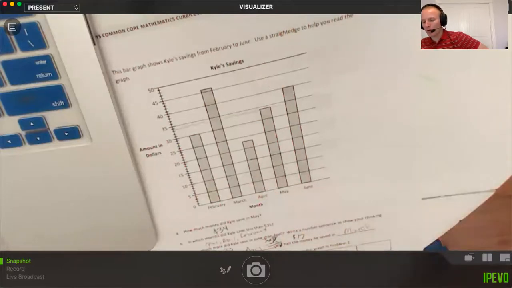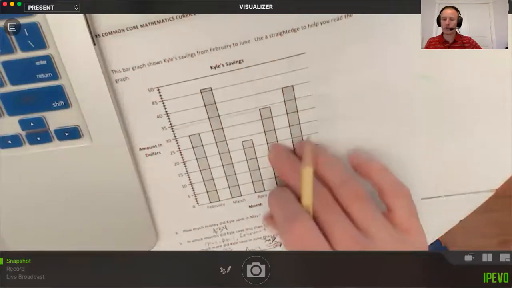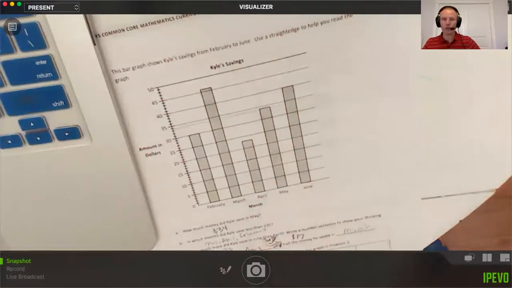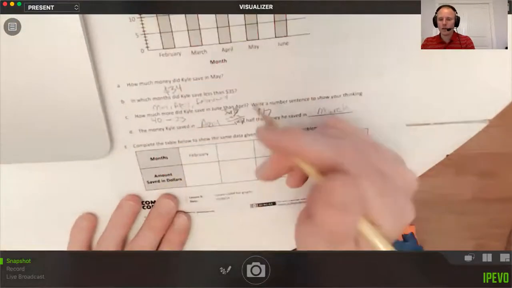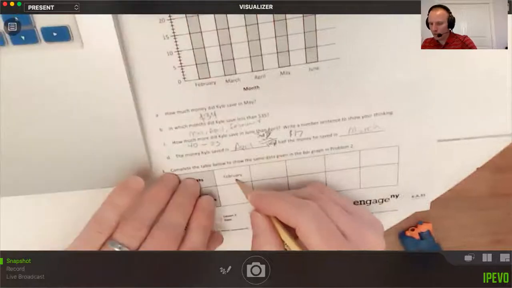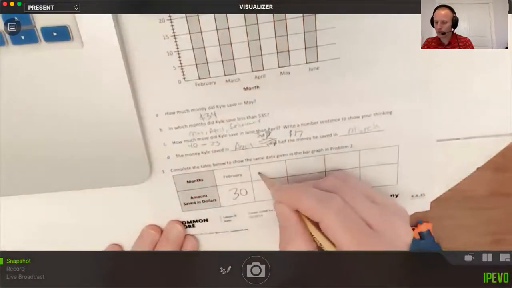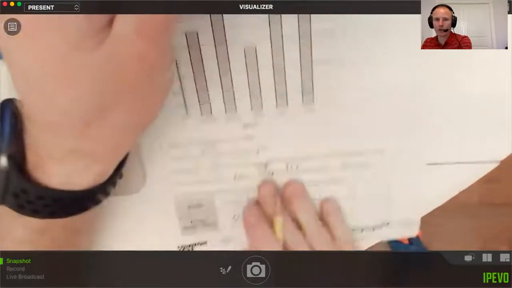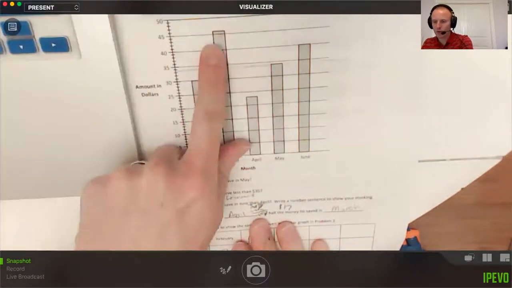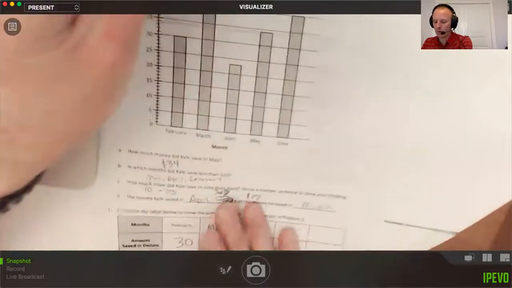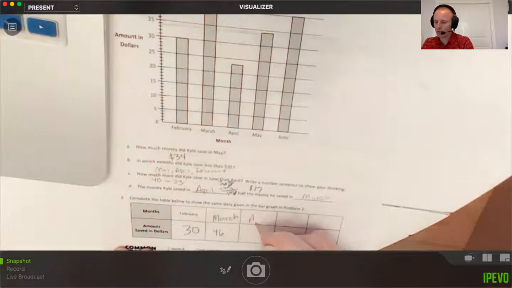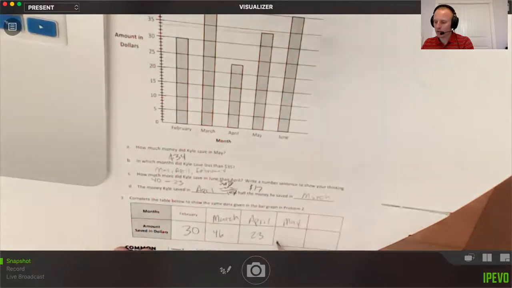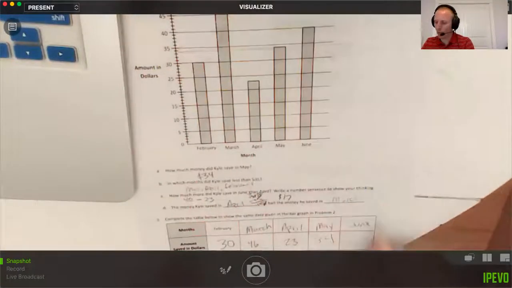And complete the table below to show the same data from the graph. We're going to put it now in a table. So in February, we would say he saved $30. In March, we go back up here and we say in March he saved 46, because 45 is right there and then it goes one above it. In April, we said he saved 23. In May, we said that he saved 34. We've already done a lot of this work in the other problems here. And then in June, we'd look and see that he saved 40.